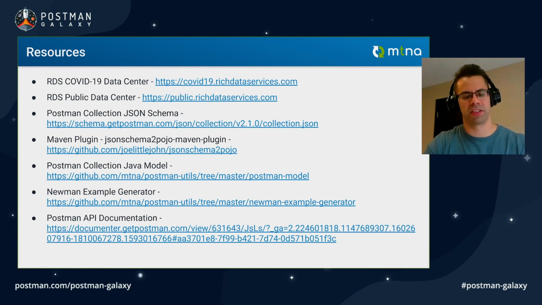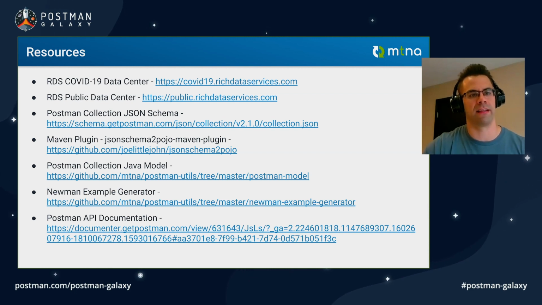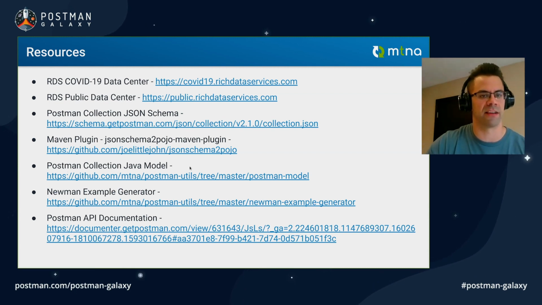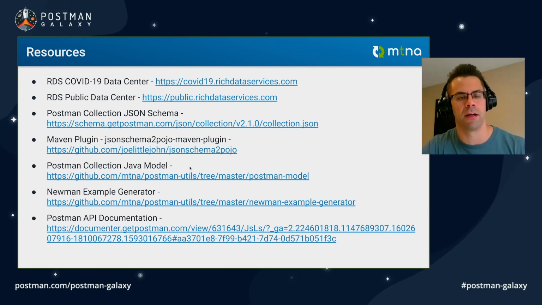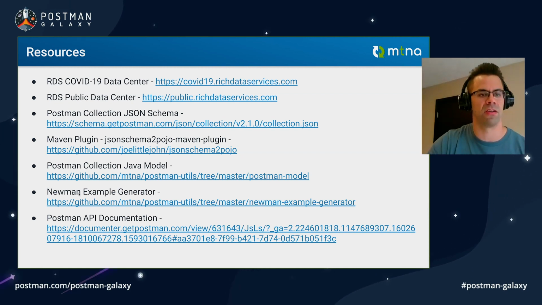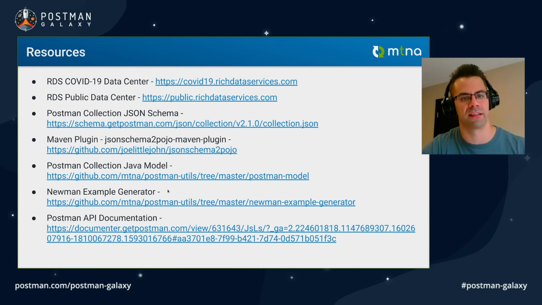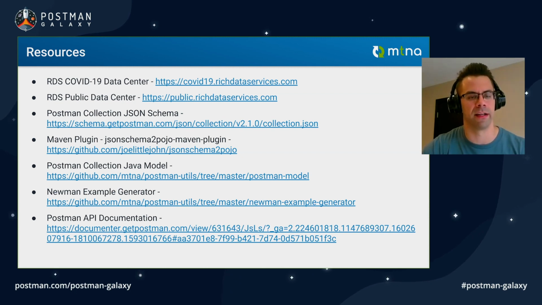So that's pretty much a summary of what we've been working on and how it works. All the resources that I've talked about today are available right here. We've got a couple things to be aware of. The Postman collection JSON schema is available here. We have the Postman collection Java model that we generated available, open source on GitHub, along with the Newman example generator, the Node.js little module that I was just using there. And so these are all available for you to take a look at and contribute to, and we would love to have you start using them for your own projects and things like that.